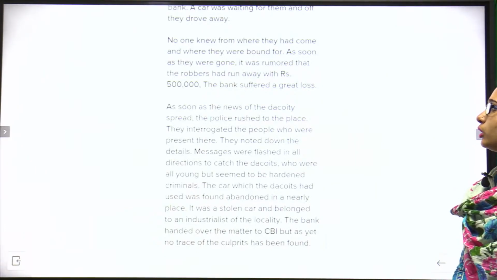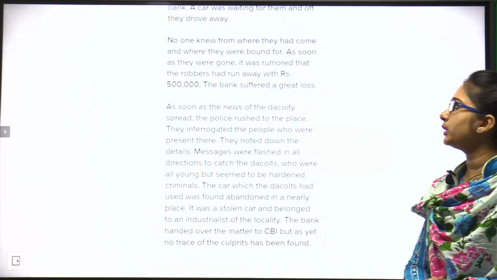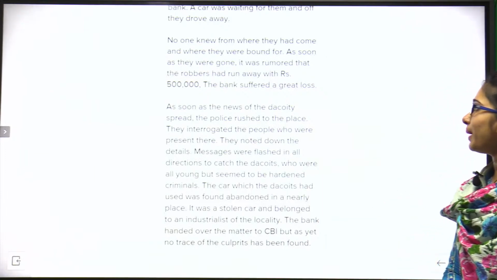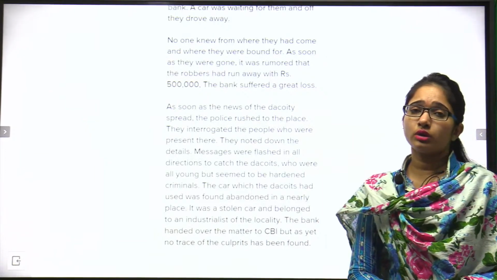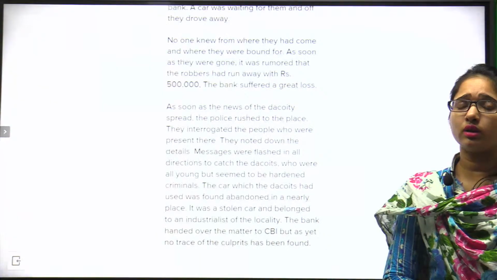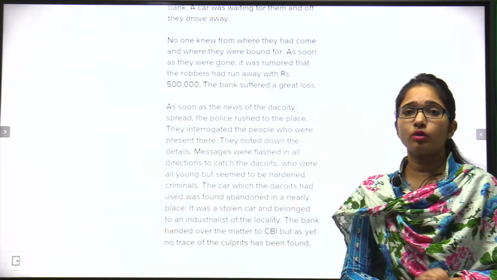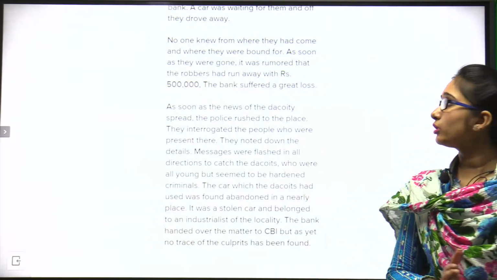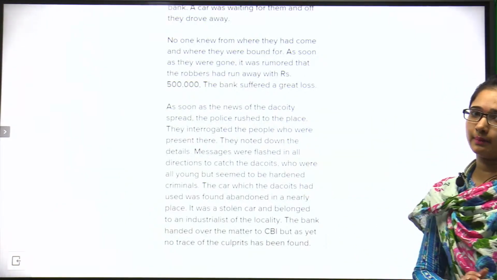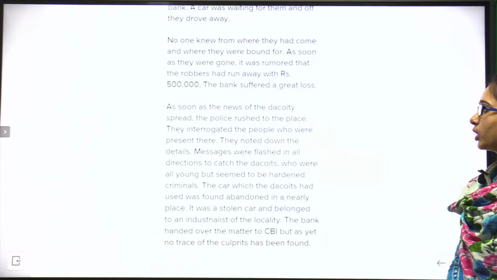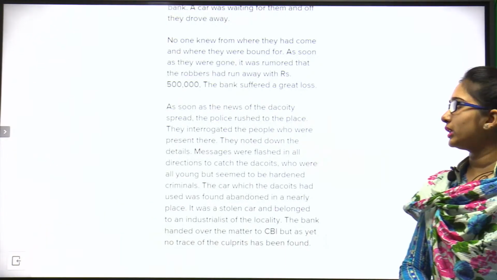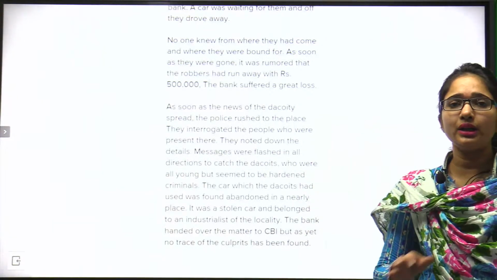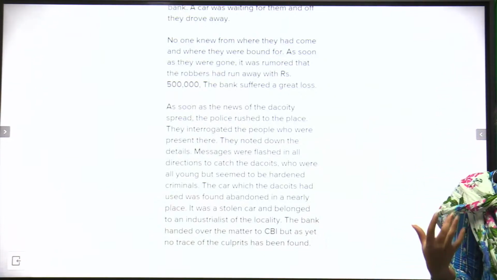As soon as they were gone, it was rumored that the robbers had run away with 500,000 rupees. The bank suffered a great loss, because the bank has to repay all this amount to the customers. As soon as the news of the dacoity, meaning the robbery, spread, everyone was panic stricken.